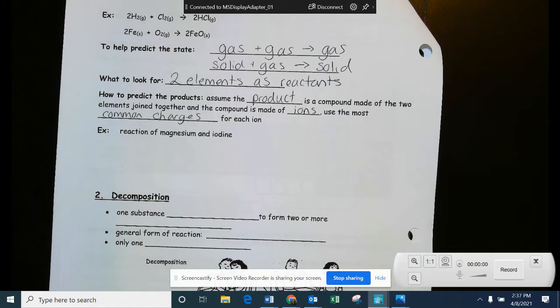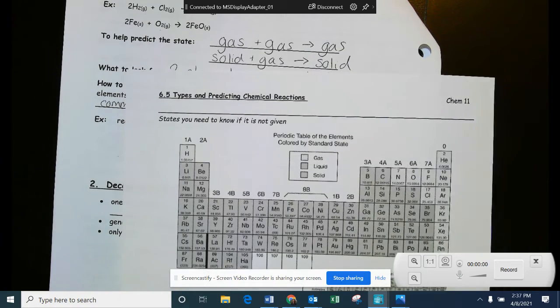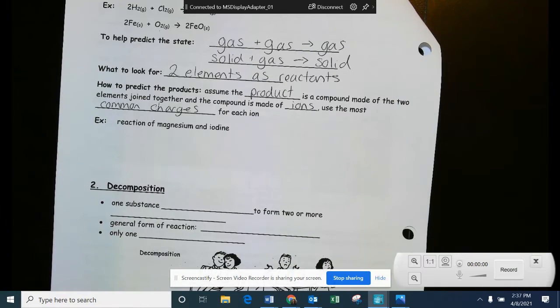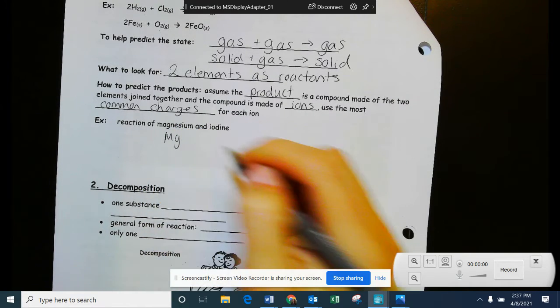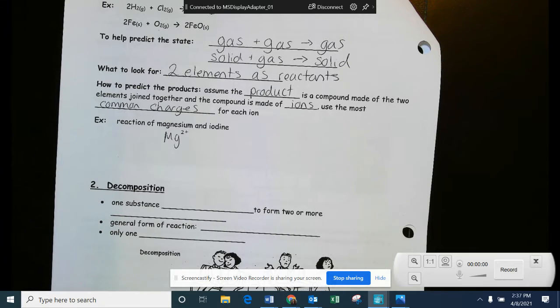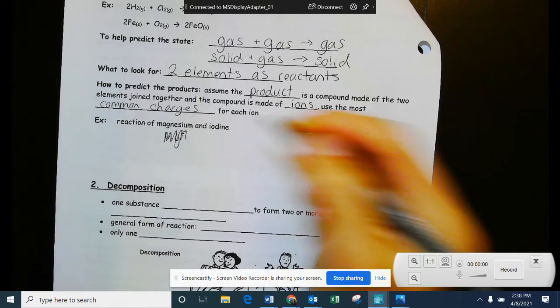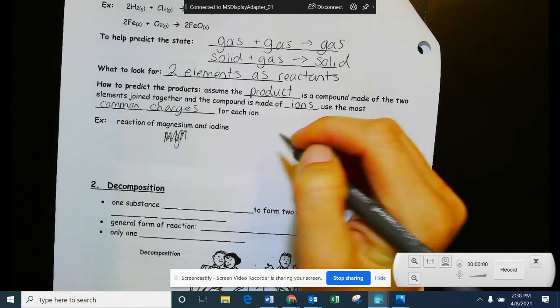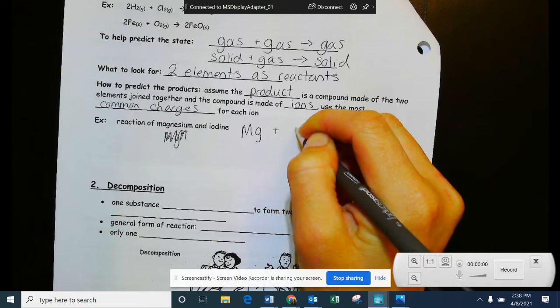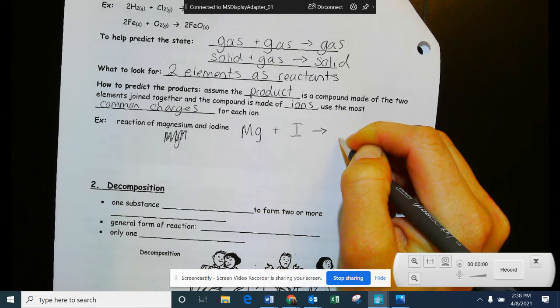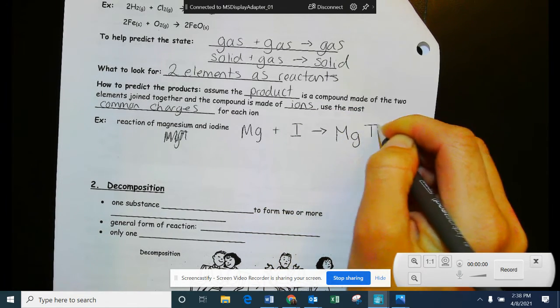for each ion. So magnesium, let's get out a periodic table actually. So magnesium is in the second row here. So Mg is going to be 2 plus, right? Oh, actually, you know what? I'm going to write this out a little differently. Sorry. So reaction of magnesium and iodine, I'm just going to write this out like Mg plus I. And then it's going to go to, and we're going to combine Mg and I.